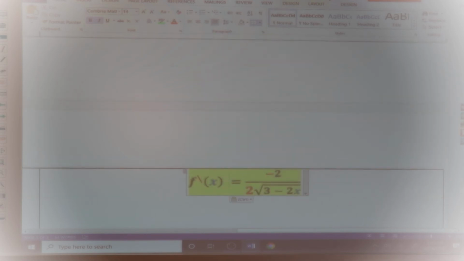Then my f prime of x equals this one. Now this is the derivative at anywhere for this function. But if you want, if he asks you to find f at, for example, -2.